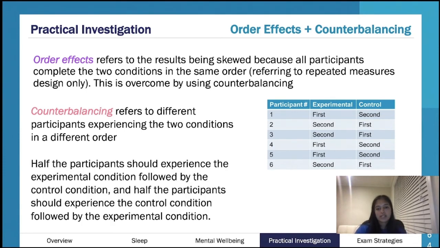I hope that makes sense. Just pop into chat if anything that I'm explaining is not making sense.